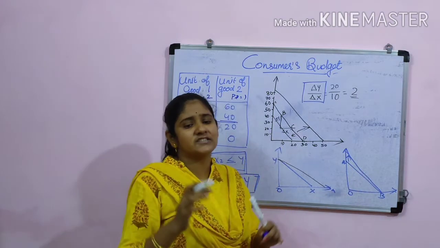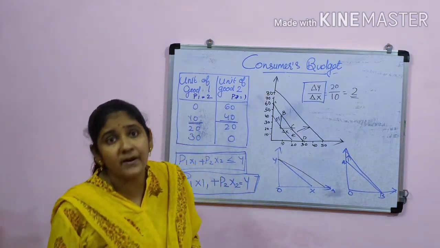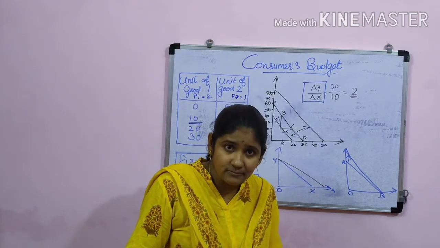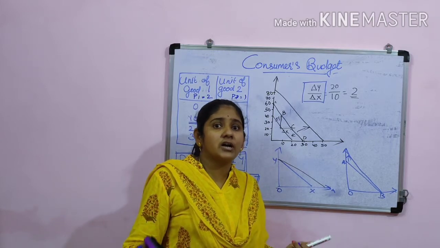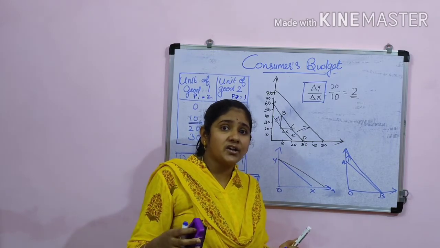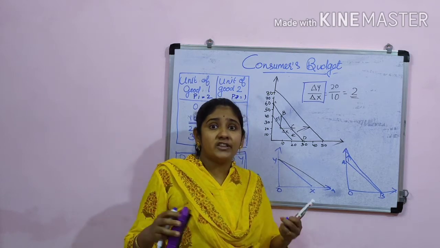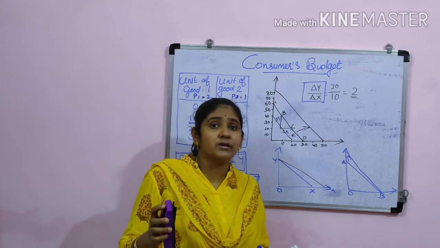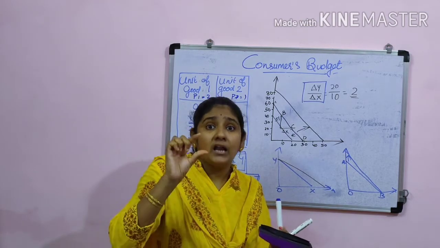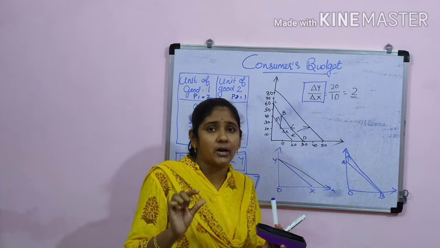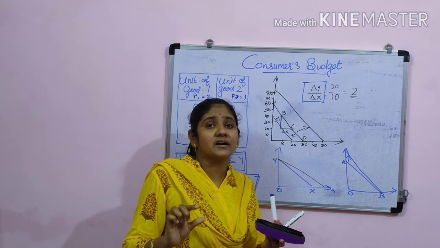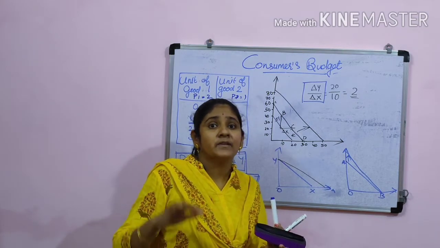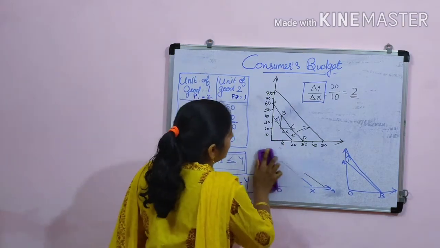And the opposite is also possible. Opposite means what happens when the price of the commodities increases. When the price of one commodity increases, the opposite effect will come, and the customer will be able to purchase less of that commodity. So in that case, the purchasing power of the customer decreases. Here I will present that for you.